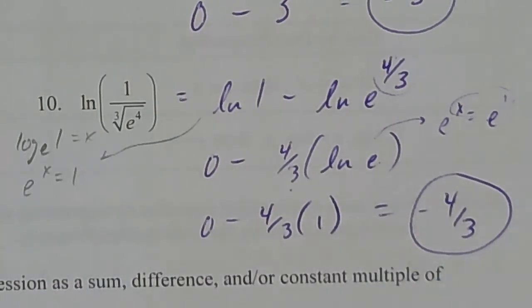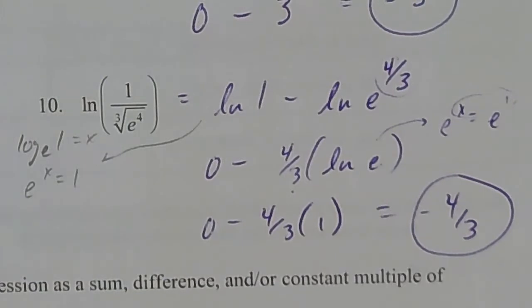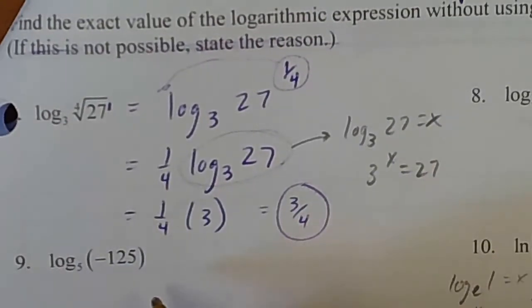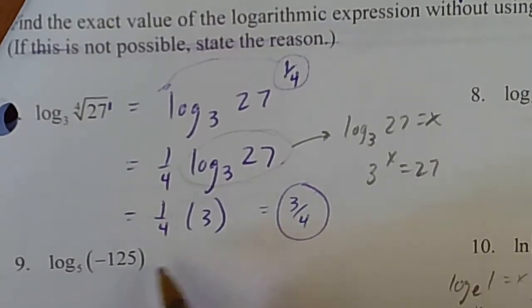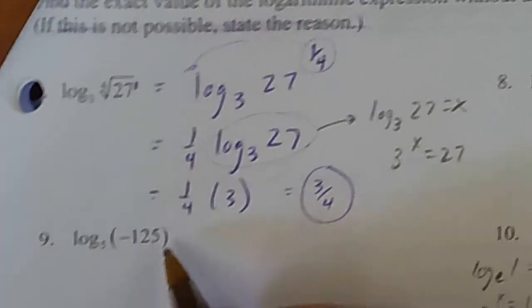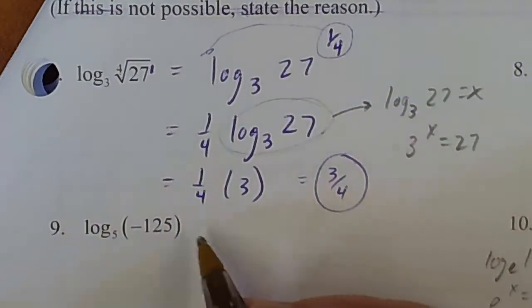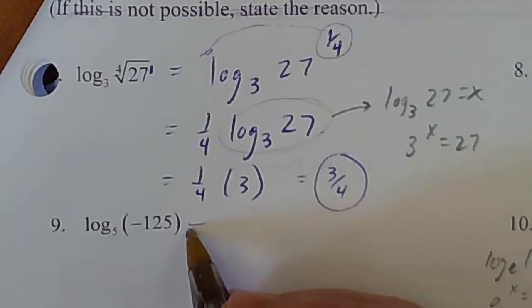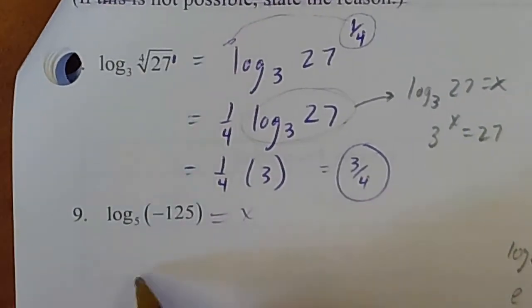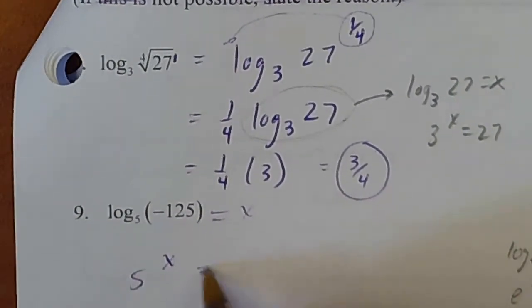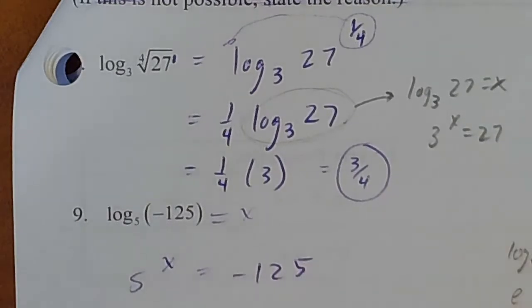Okay, here's number 9. There's really no property. We can't break this up. We're just going to have to try to evaluate it right away. Unless I want to break this down to, I don't know, 25 times 5. I guess you could try that. But let's go ahead and just set it equal to a variable and try it. 5 to the x equals negative 125.